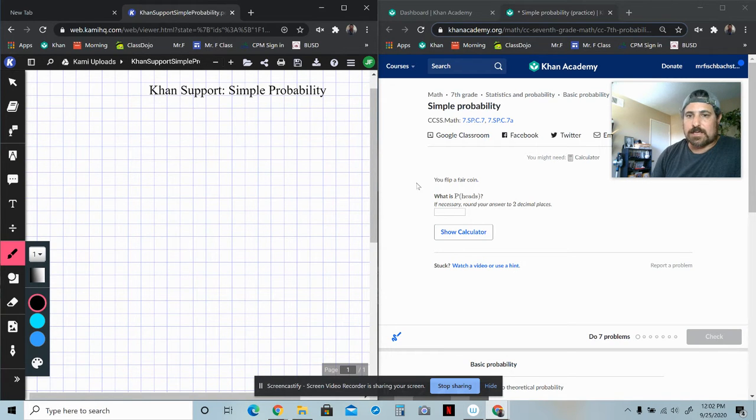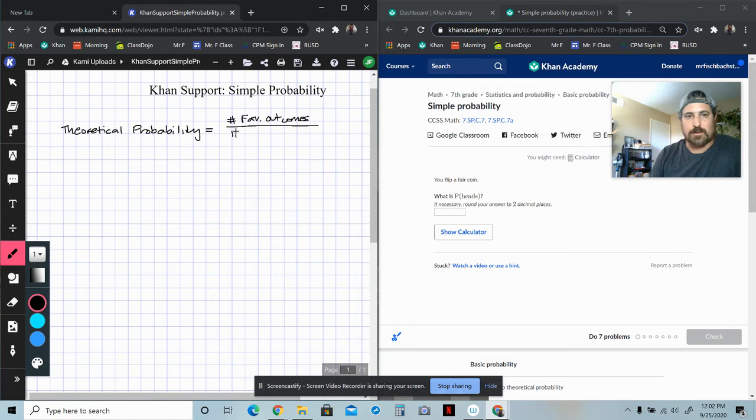It says you flip a fair coin. This is just simple probability. You guys remember the formula for simple probability? It's real simple. The theoretical probability, which is simple probability, is just going to be equal to the number of favorable outcomes divided by the number of possible outcomes.